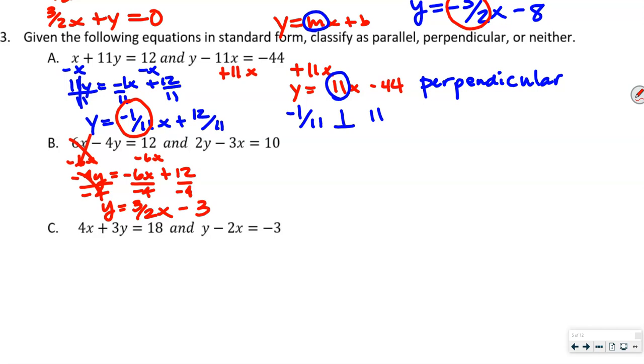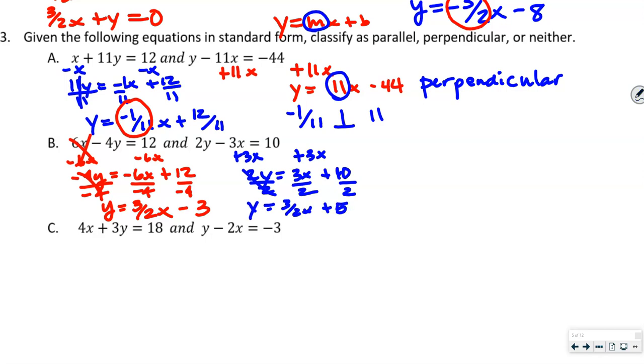Going to do the same thing with the other equation. So once again, we're going to add 3x to both sides, right? So 2y equals 3x plus 10. Divide everything by 2. So the 2's gone from there. So y is equal to 3/2 x plus 5.